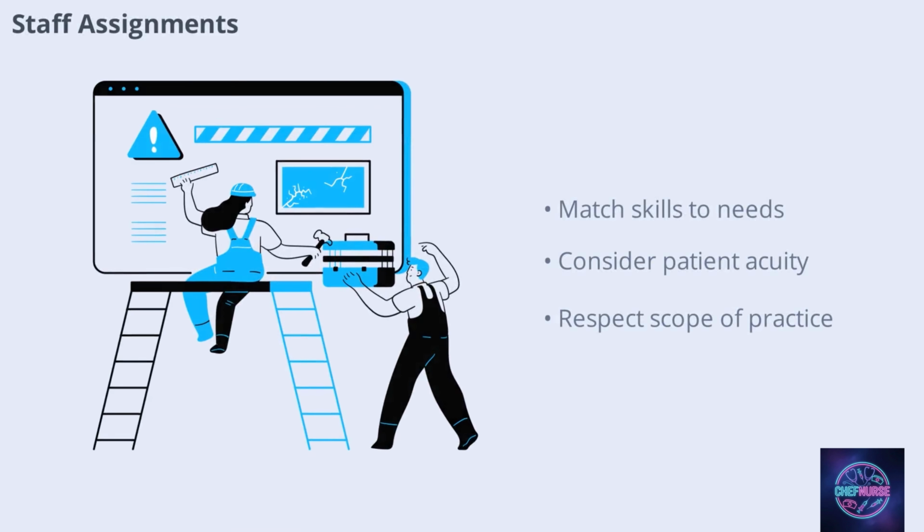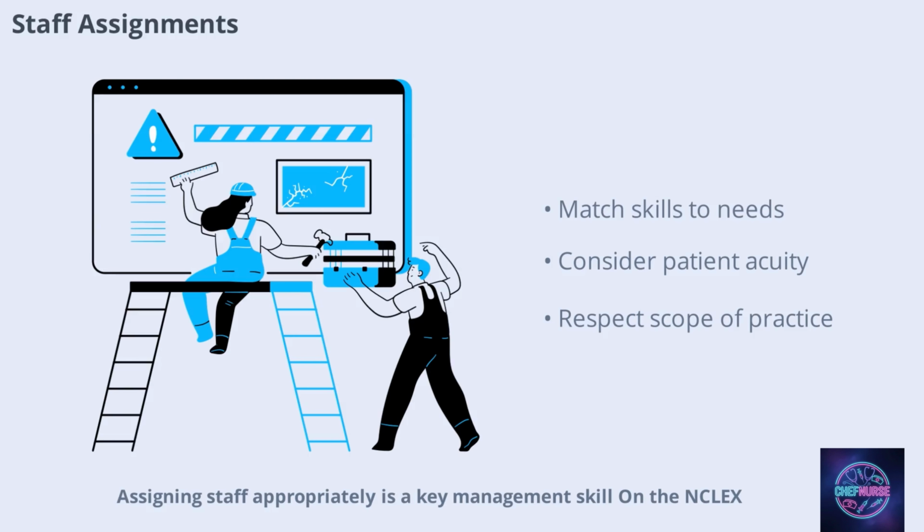Assigning staff appropriately is a key management skill. On the NCLEX, match patient needs with staff skills. For example, assign complex or unstable patients to experienced RNs, while stable patients can be cared for by LPNs or UAPs. This ensures safe, effective care and maximizes your team's strengths. Always consider scope of practice and patient acuity when making assignments.